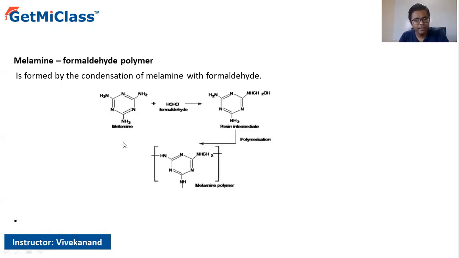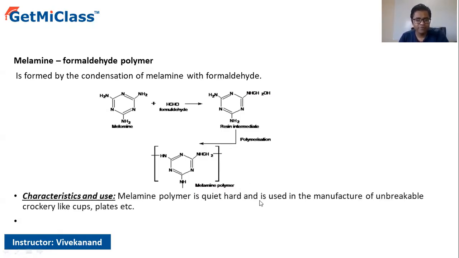So we have a melamine over here. The melamine is reacting with the formaldehyde, right? So in our first case, as I said, we are going to get a resin intermediate, which we have already seen. This resin intermediate further polymerizes in order to give a perfect melamine polymer. And of course, it is used in preparation of the hard and unbreakable crockery items like the cups, plates, utensils, etc.